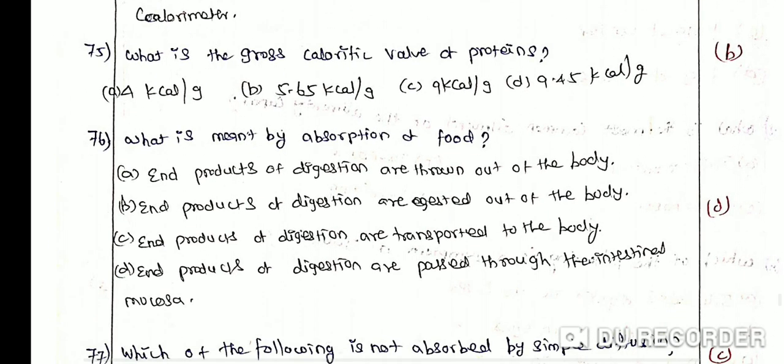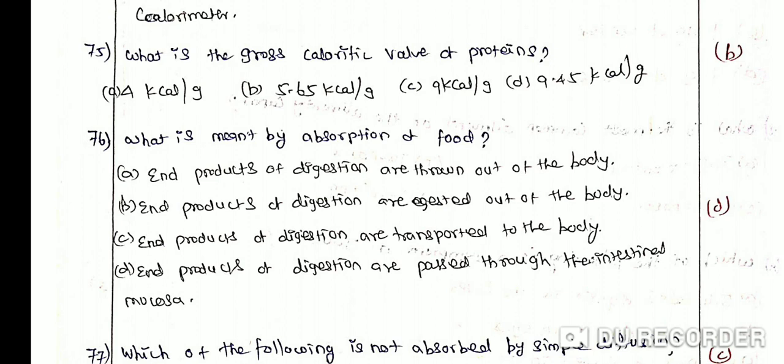What is meant by absorption of food? Option A, end product of digestion are thrown out of the body. Option B, end products of digestion are digested out of the body. Option C, end product of digestion are transported to the body. Option D, end products of digestion are passed through the intestinal mucosa. The correct answer is option D, end product of digestion are passed through the intestinal mucosa.